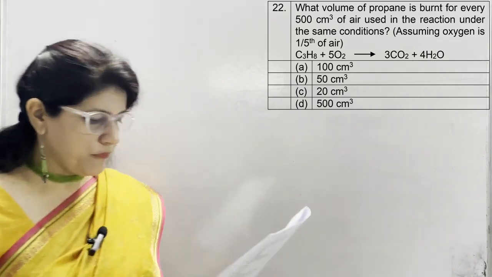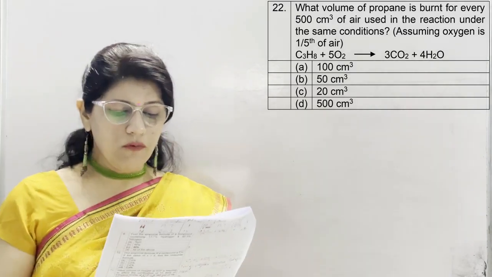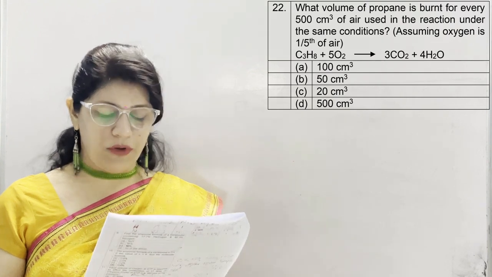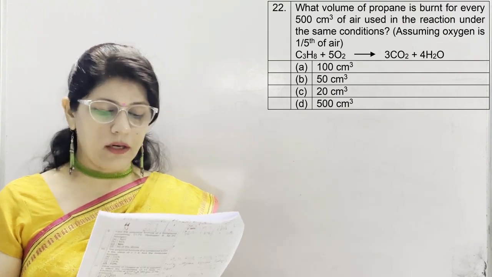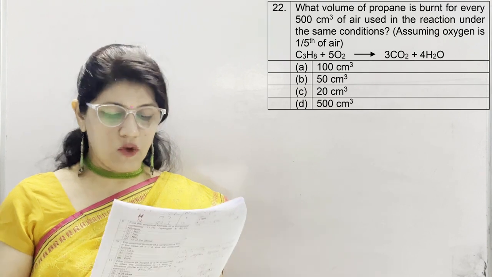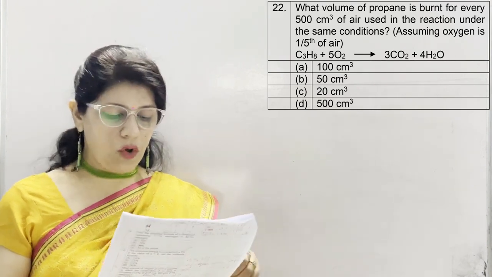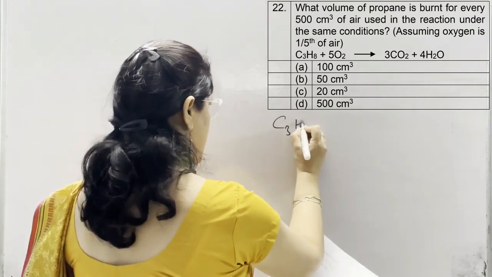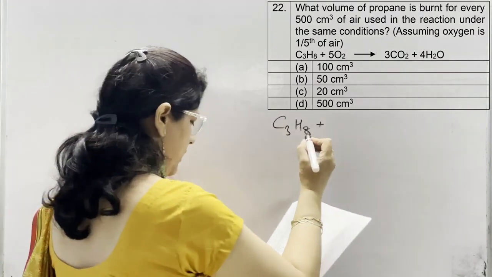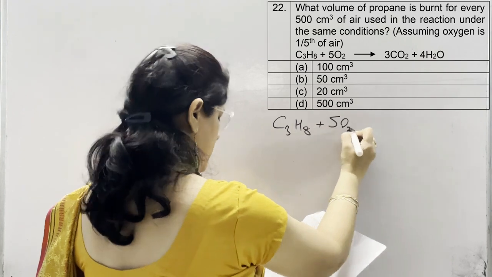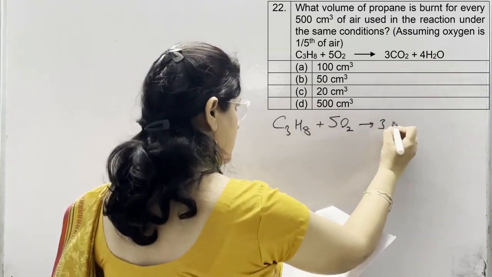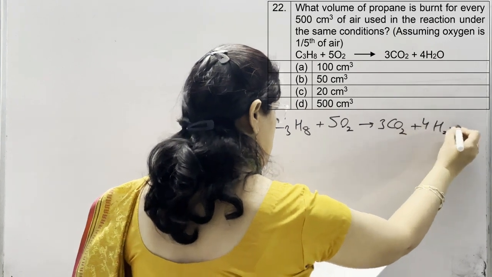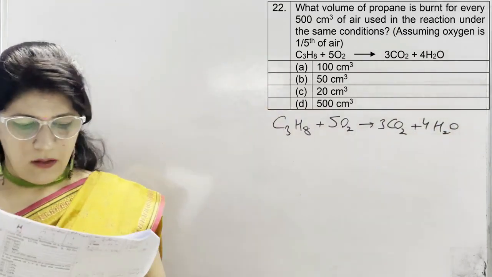In question number 22, what volume of propane is burned for every 500 centimeter cube of air used in the reaction under the same conditions? Assuming oxygen is 1/5 of air. So the reaction given is C3H8, it means propane, and 5 molecules of oxygen produces 3 molecules of carbon dioxide and 4 molecules of water.